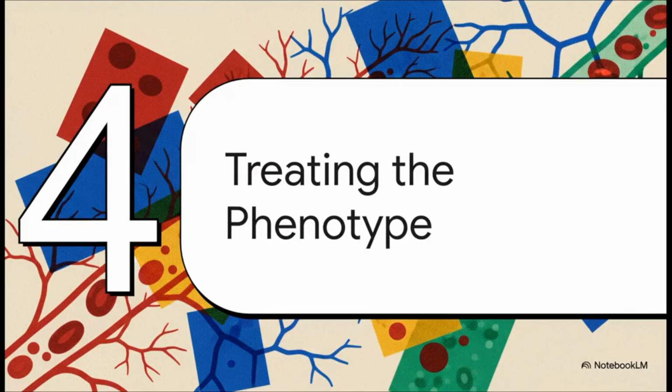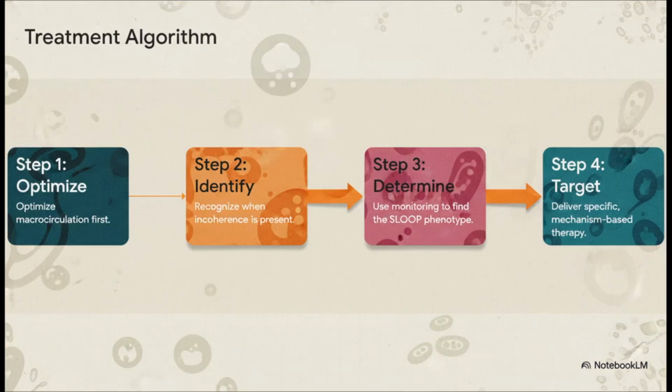Okay, so identifying a phenotype is great, but it's only useful if it actually changes what we do. So let's look at how this framework can make our treatments targeted and, most importantly, actionable. The proposed treatment algorithm is just good, logical medicine. Step 1, you always have to stabilize the big picture first. You can't fix the micro if the macro is a mess.